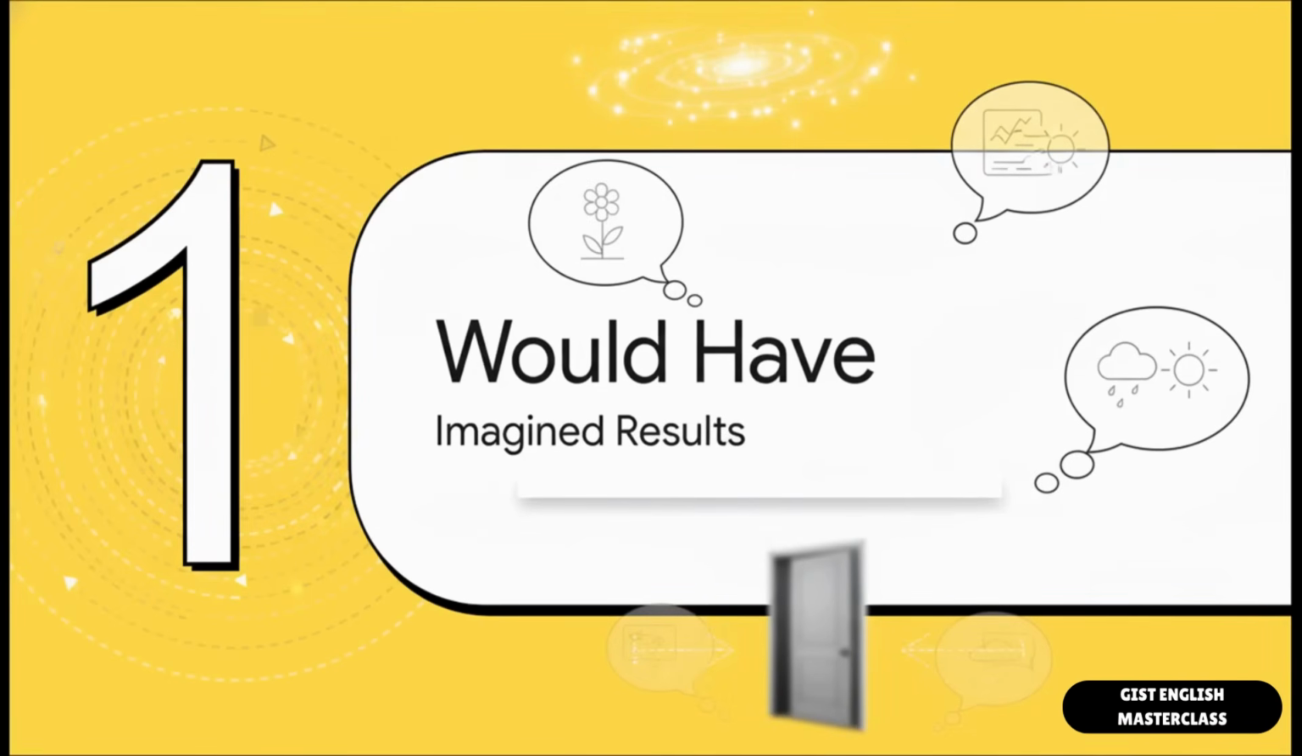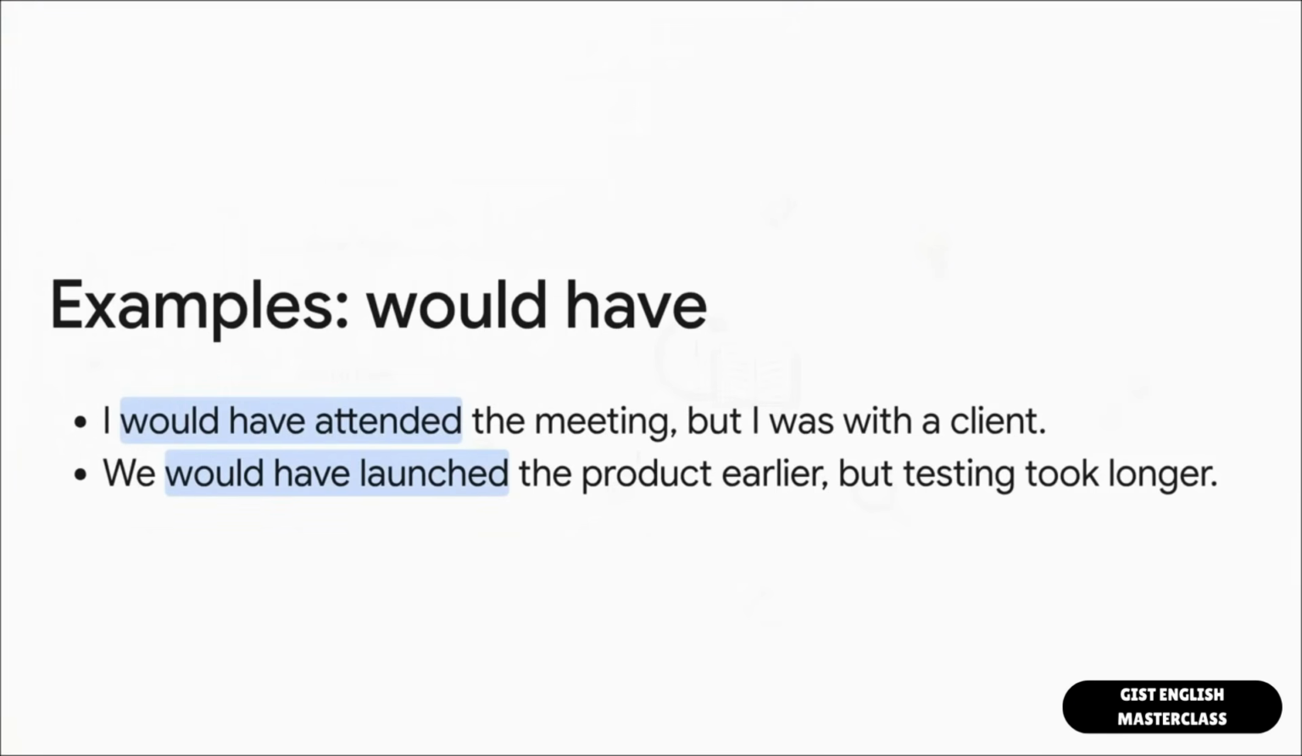Now, I want you to think of this as your own personal time machine, but for results. You're looking back at something that didn't happen, and you're imagining a totally different outcome. It's like asking, if things had been different, what would the result have been? Okay, let's look at a couple of examples here. First one, I would have attended the meeting, but I was with a client.